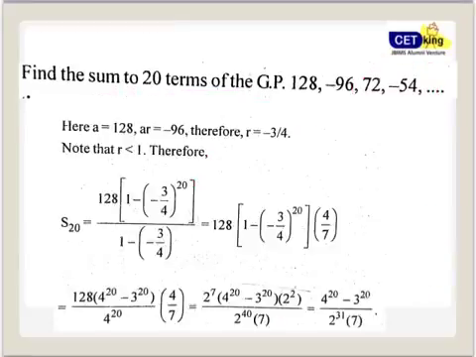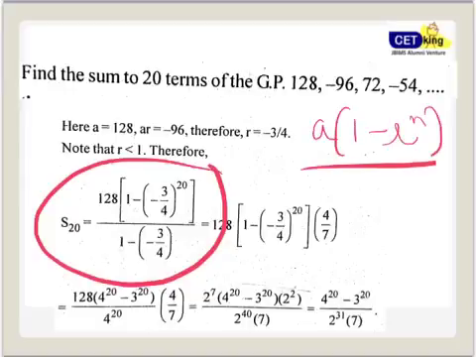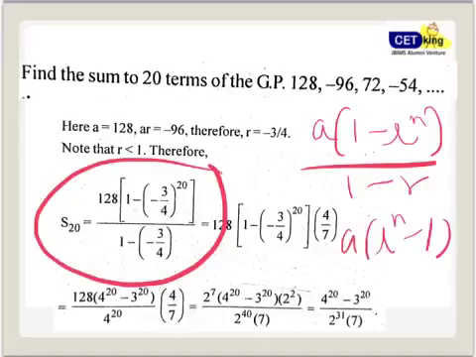Fine. So I can use the first term. You use the formula: a into 1 minus r to the power n, over 1 minus r, if r is less than 1, or a into r to the power n minus 1, over r minus 1, if r is more than 1.